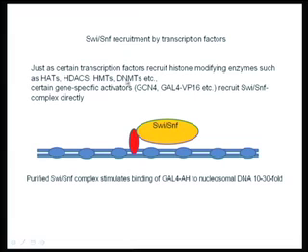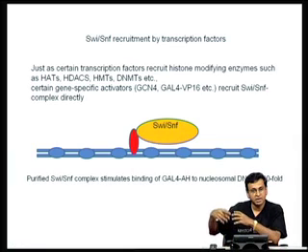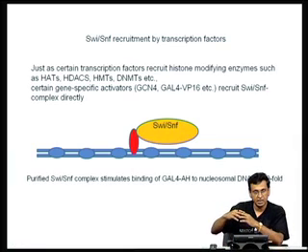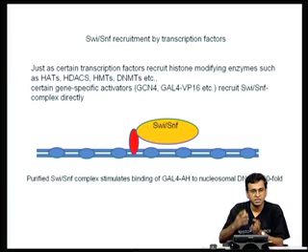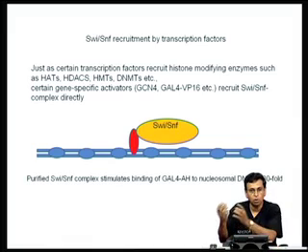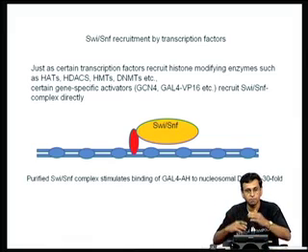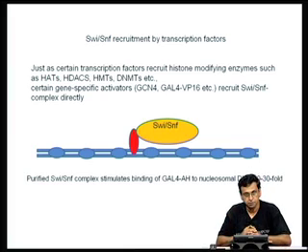So, just as certain transcription factors recruit histone modifying enzymes such as HATs, HDACs, histone methyltransferases or DNA methyltransferases, there are certain gene specific activators like GCN4, GAL-VP16 etc. Instead of recruiting these histone modifying enzymes, they can actually recruit SWI/SNF complex directly. So, the chromatin structure can be altered either by post-translational modification of histone tails by recruiting these histone modifying enzymes, or chromatin structure can also be modified by recruiting chromatin remodeling complexes. So, it varies from one particular context to another.